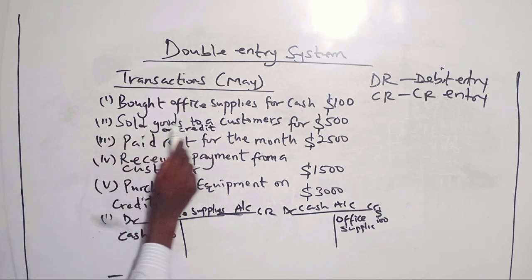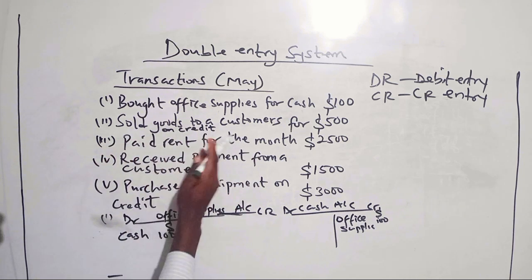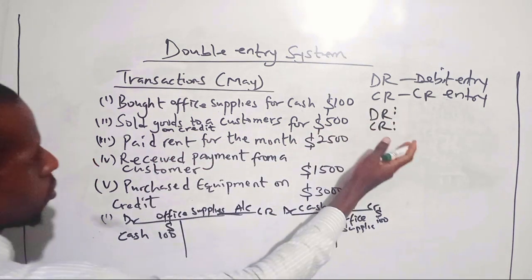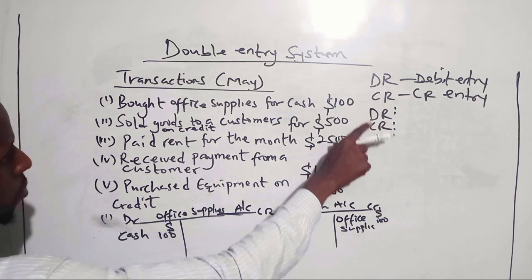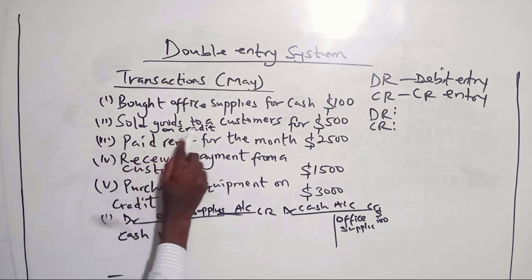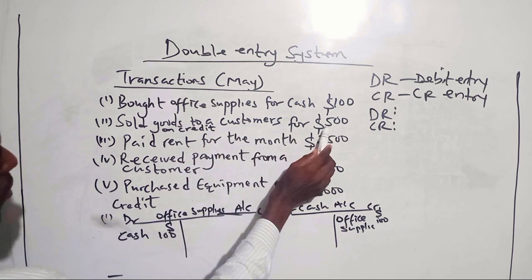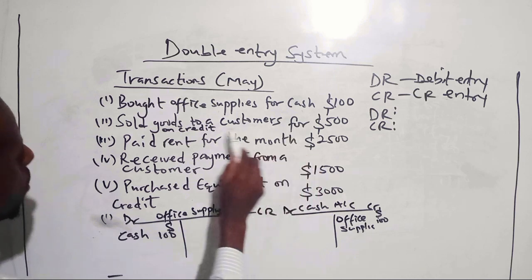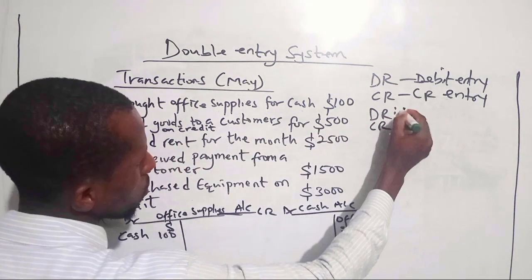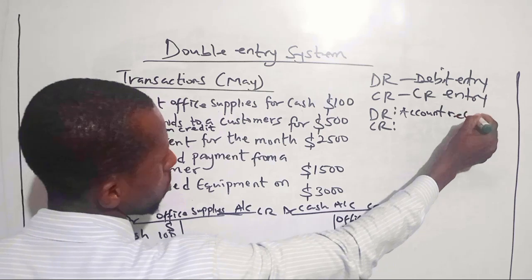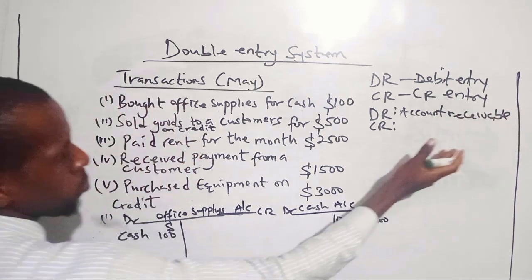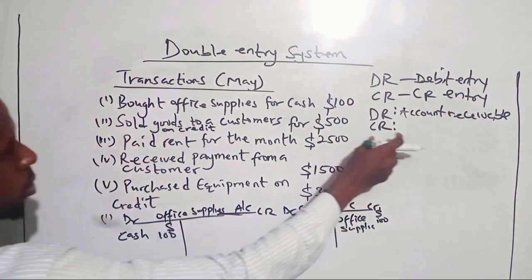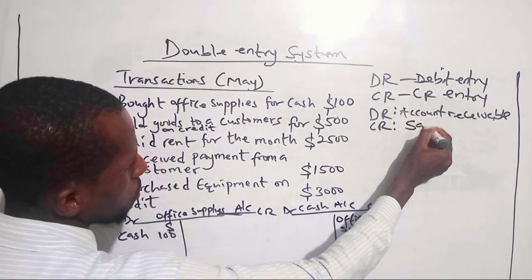For number two, we sold goods to a customer on credit. Again, there are two accounts involved, one to debit and one to credit, so we have to identify them. We sold goods to a customer for $500 on credit. That means the customer bought from us on credit, so we debit accounts receivable. Accounts receivable is an asset to us. It covers those people owing us money. And we credit the sales account.